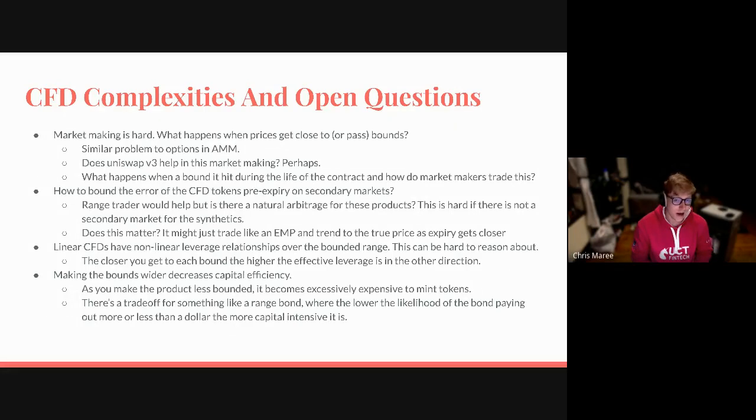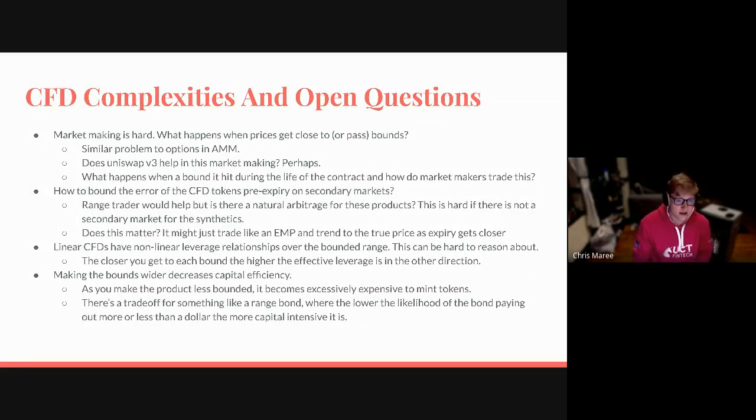There's also the question of how you can bound the error on the long and short side tokens pre-expiry, and looking for natural arbitrages is also quite difficult. Finding an arbitrage for pairs of tokens is simple, but for individual tokens it's hard. This might not matter. It might just trade like an EMP, which trends towards the true price as we get closer to expiry. But I don't know. This is one of those questions that I'm not super clear on.